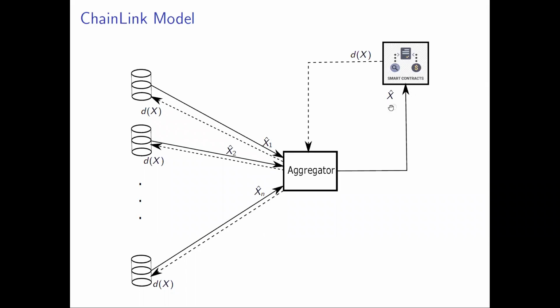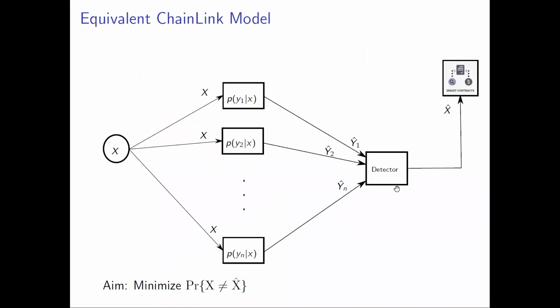Now, how can we assure that the off-chain value that is provided in this contract is the correct value? So looking at this problem, definitely we can model it as a communications problem, right? Let's say the smart contract asks for this value, X. This is the true value.